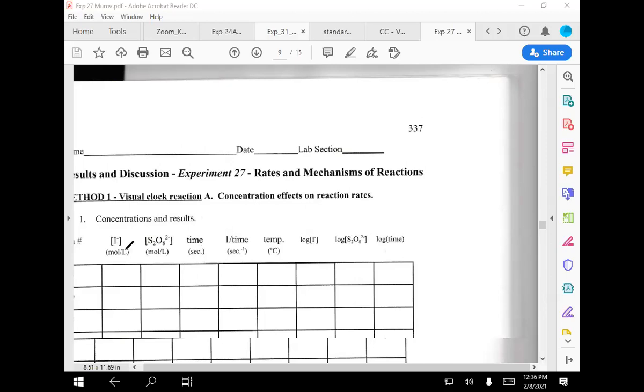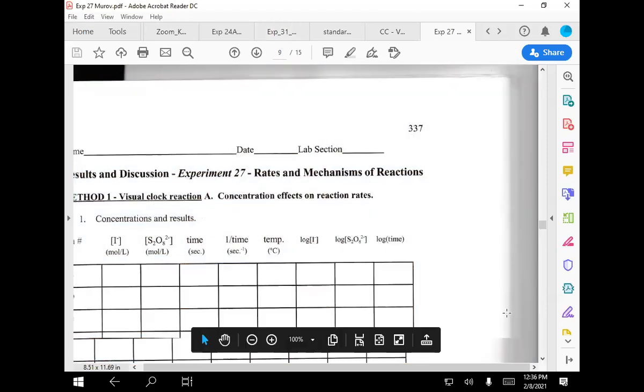You have to do the calculations based on that table that showed you how much you're using and then the total amount. You have to take the data and do the 1 over time. I gave you the temperature. You have to take the calculations and do the log. So you have the data which I emailed you last week.